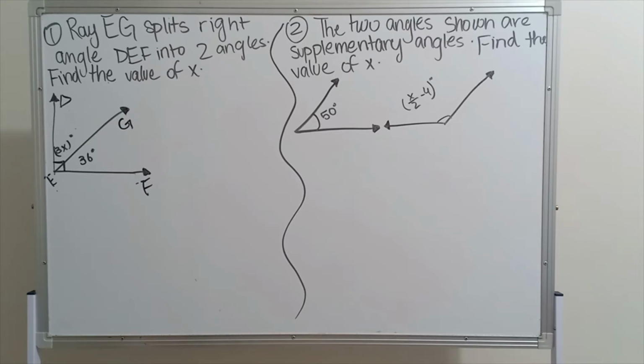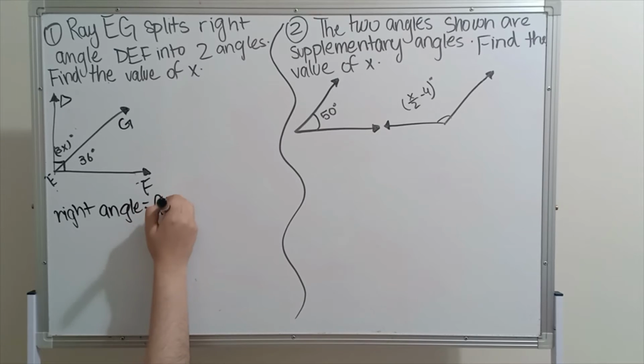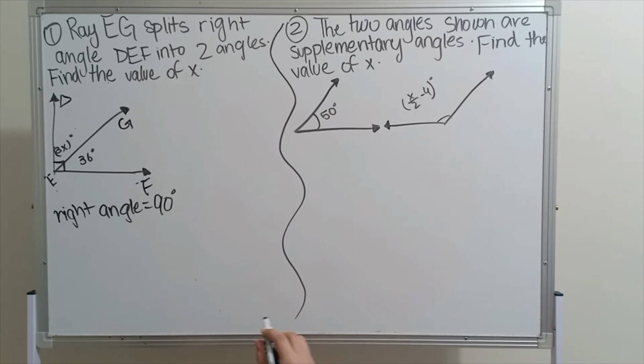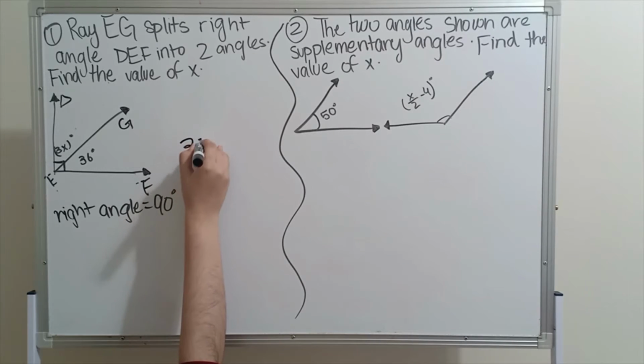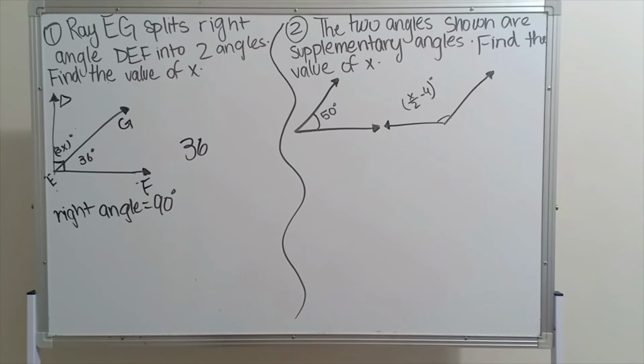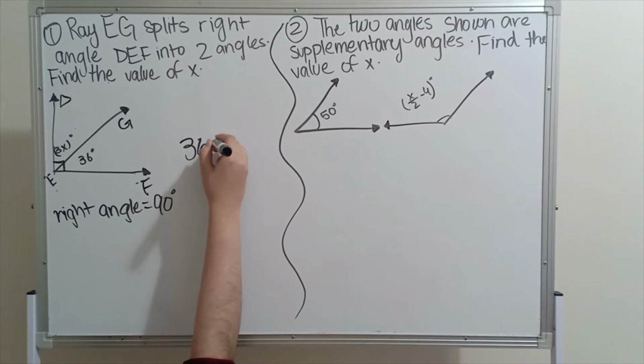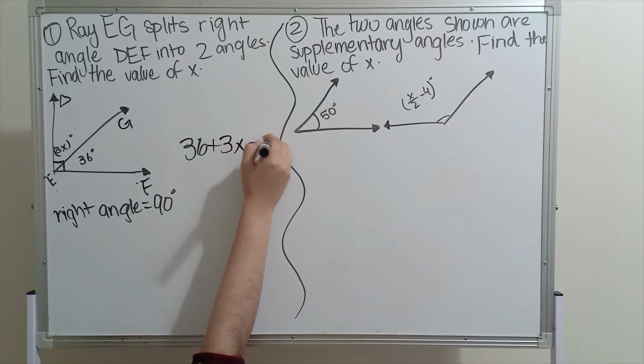First, let's see if this is complementary or supplementary, because that's going to help us find the value of x. They said a right angle, and a right angle is the same as 90 degrees. So now we are going to start finding the value of x. We know the sum of two complementary angles will give us 90 degrees. So 36 plus 3x equals 90.